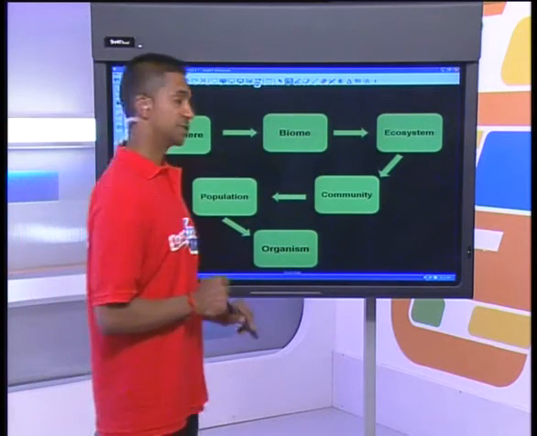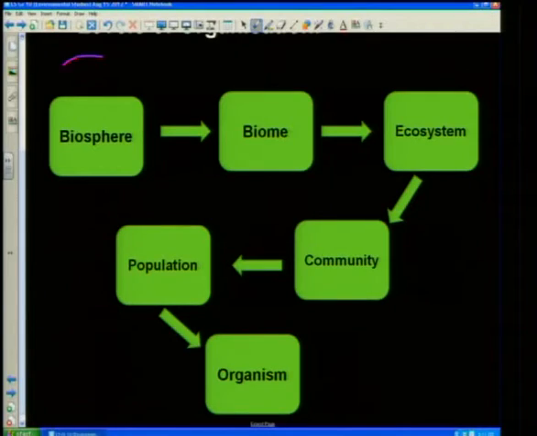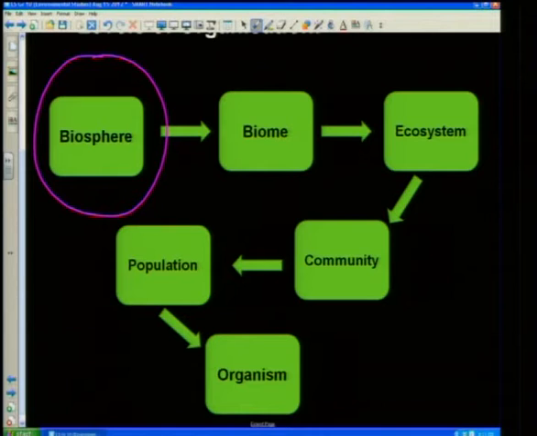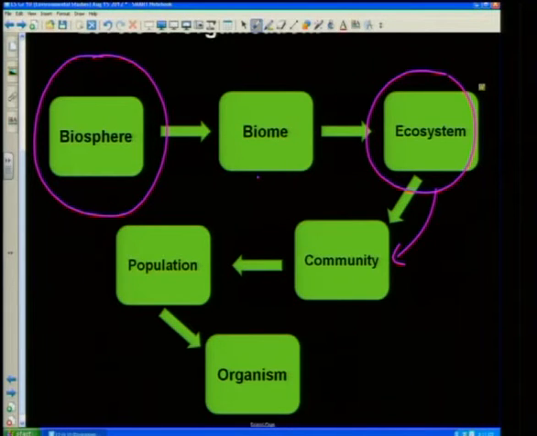So this slide shows you the biosphere, which is made up of many biomes. Biomes are made up of many ecosystems, and an ecosystem supports many communities. You'll find several populations within a community, and a population is made up of organisms. Okay.